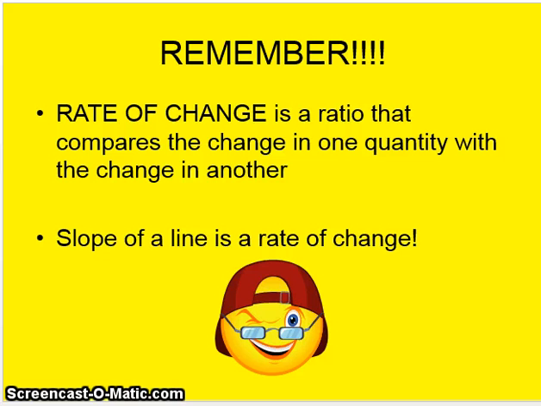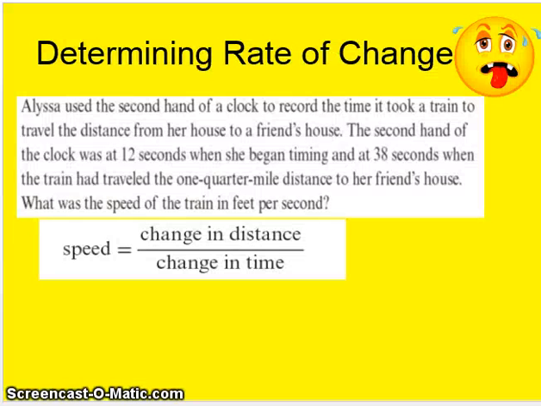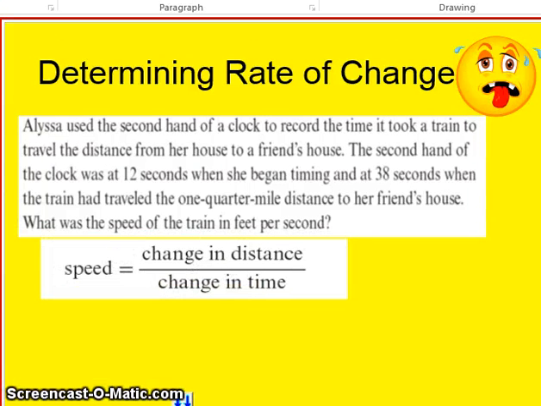Remember, the rate of change is the ratio that compares the change in one quantity with the change in another. The slope of the line is the rate of change of the line, or how the y value changes with respect to the x value. And here's our final example that needs to go in your notebook. It says, Alyssa used the second hand of the clock to record the time it took a train to travel the distance from her house to a friend's house. The second hand of the clock was at 12 seconds when she began timing, and at 38 seconds when the train had traveled a 1/4 mile distance to her friend's house. What was the speed of the train in feet per second?